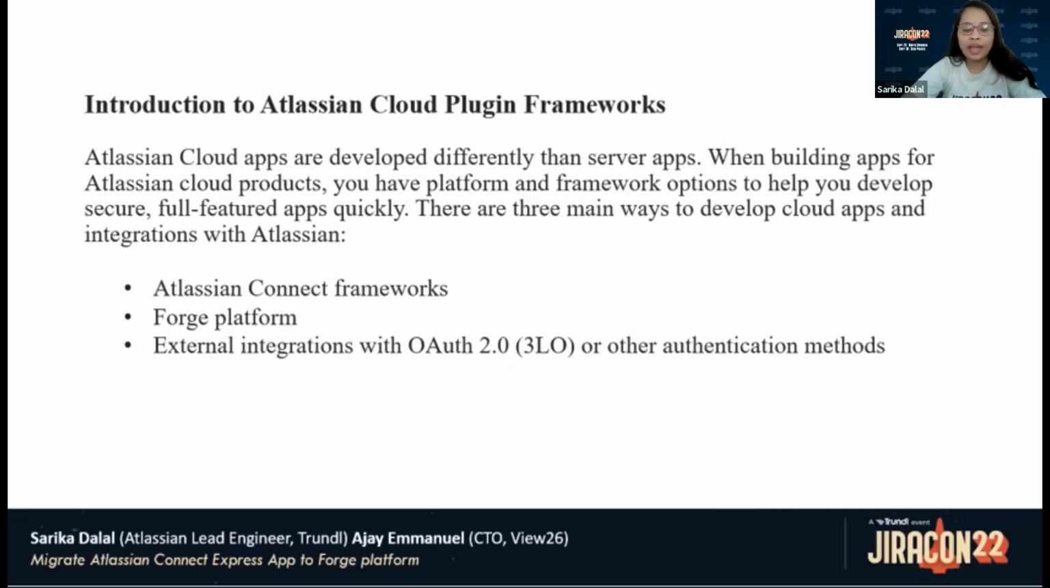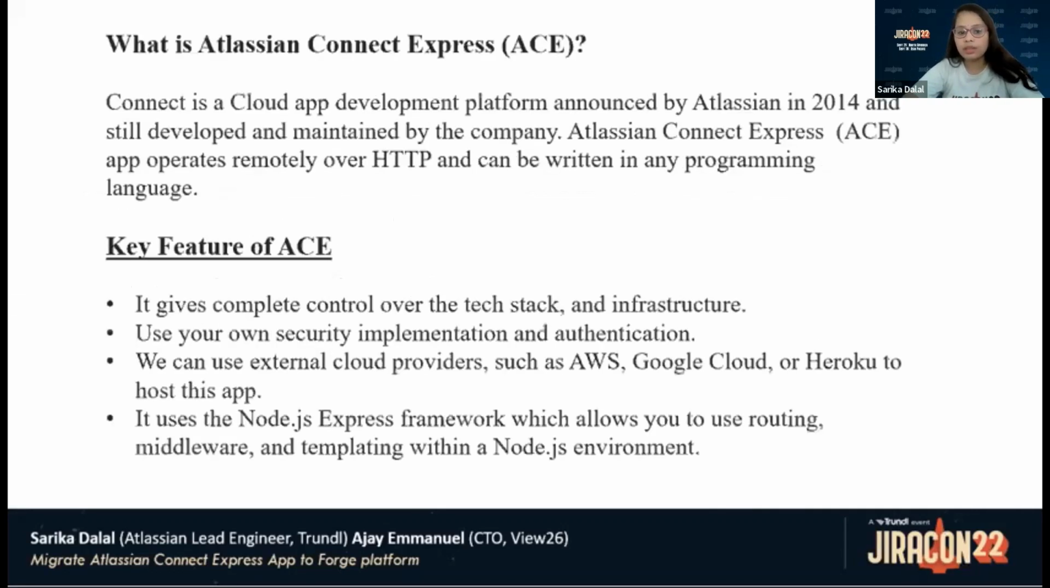And the third option is external integration with OAuth 2.0 or another authentication method which we can use. So in today's session we are going to talk about only the Atlassian Connect framework and the Forge platform. Now, after a quick introduction to all of the frameworks, let's understand each framework in detail. So what is Atlassian Connect Express?